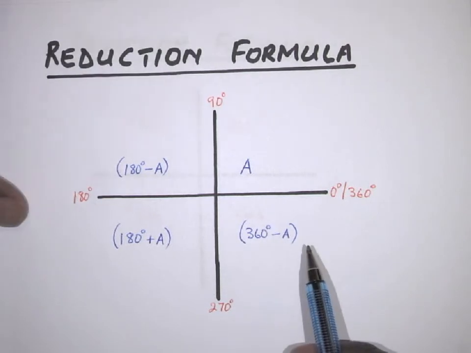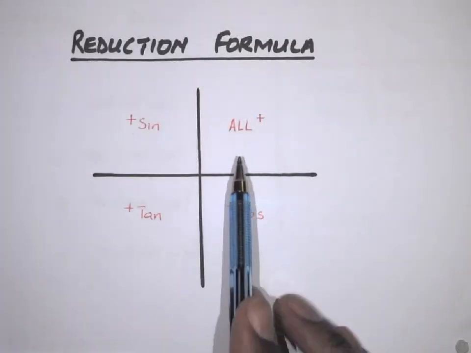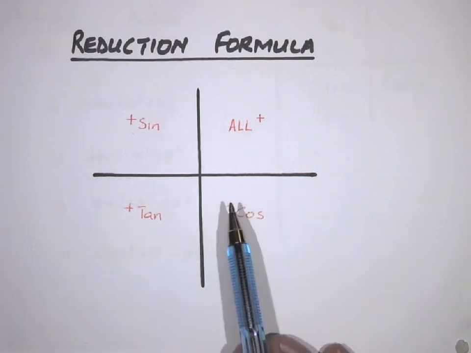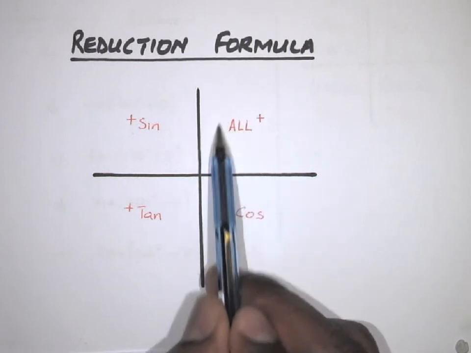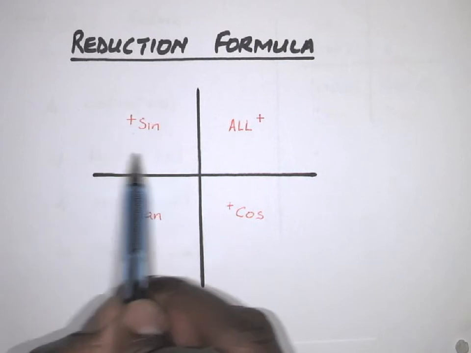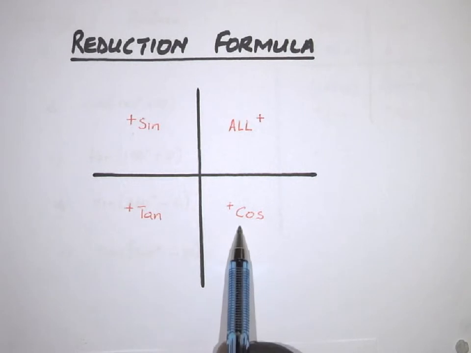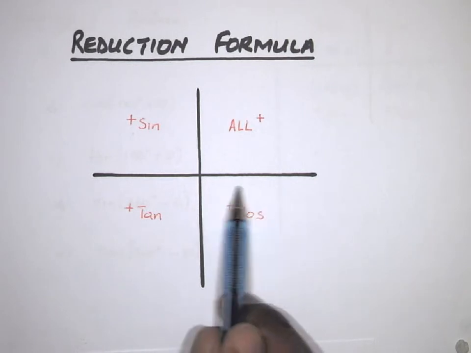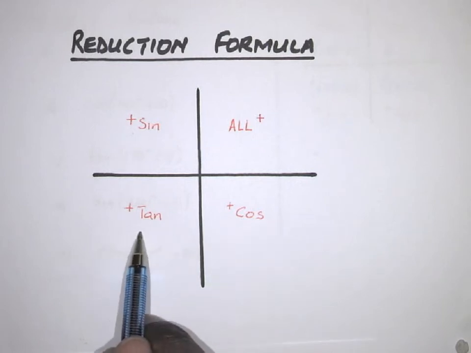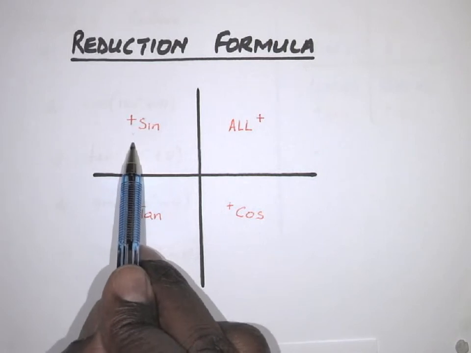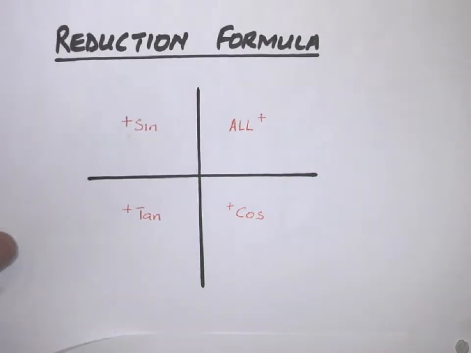However, there is also one more thing that we'll need to remember. In the first quadrant, which is this one here, all trig ratios, sine, cos, and tan, are positive. In this quadrant over here, sine is positive. In this one, tan is positive. And in this one, cos is positive. Which means in this quadrant, sine and tan will be negative. In this one, sine and cos will be negative. In this one, tan and cos will be negative. But here, all of them are positive. Now let's look at the examples to see how this works.